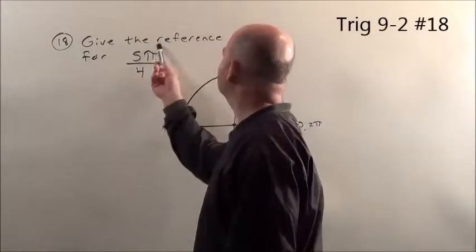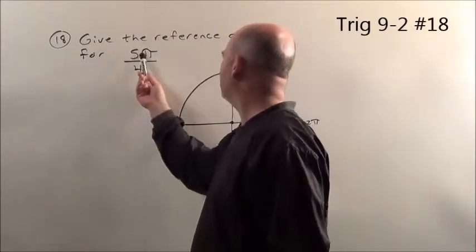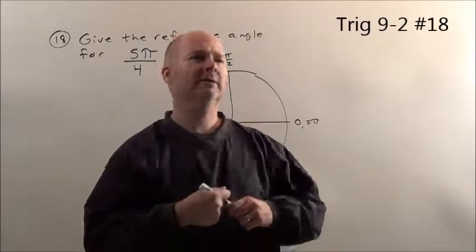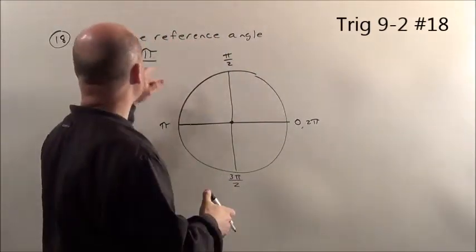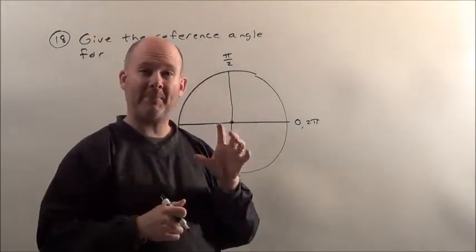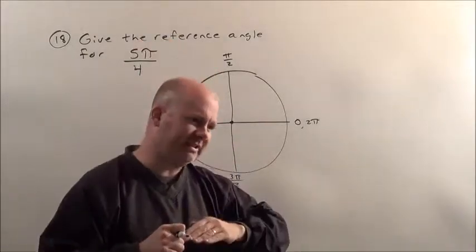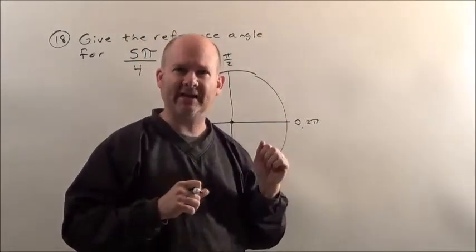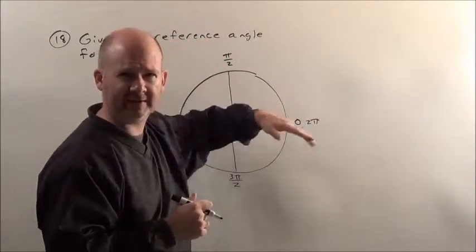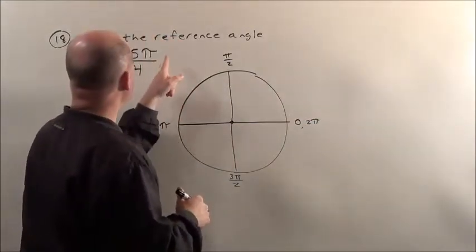Here's problem 18. It says give the reference angle for 5 pi over 4. Now, all we're going to do in the reference angle, first thing we have to do is figure out where 5 pi over 4 is located. And then we're going to see how much it takes to get back to the x-axis. You're always trying to return to the x-axis. And we'll explain why in a second.